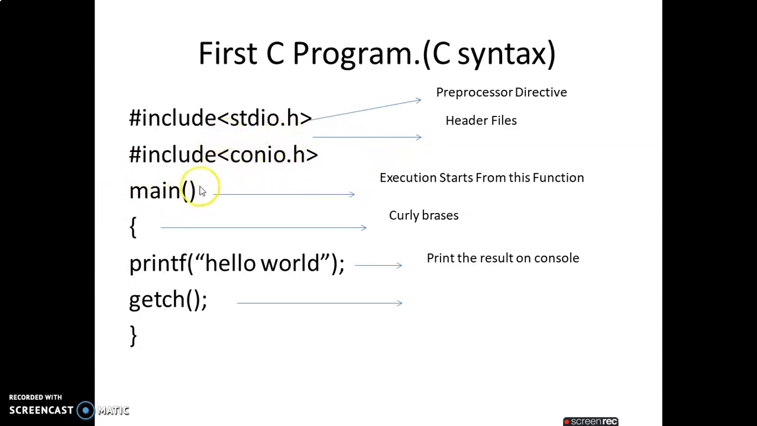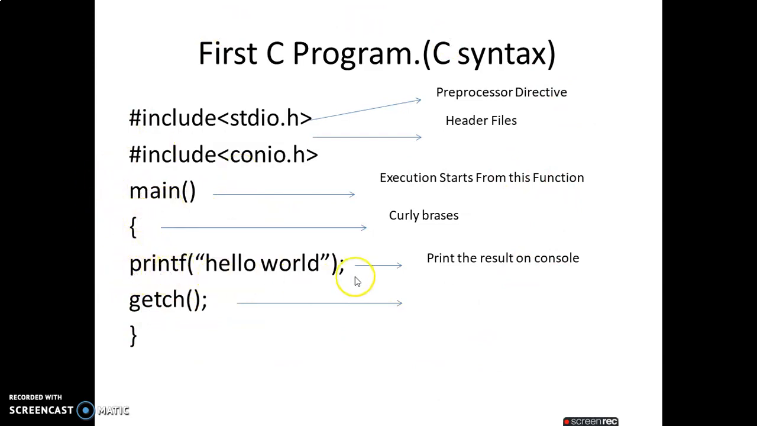Then the main function. From this main function, the execution of our code starts. Then these are called curly braces. After main we open our first bracket and close it. These brackets are called curly braces, and that is the body of the main function. Keep in mind that every C program has a main function.